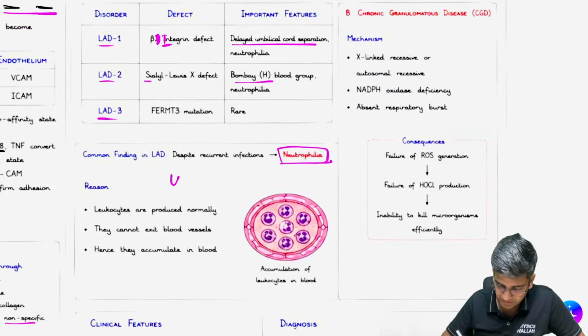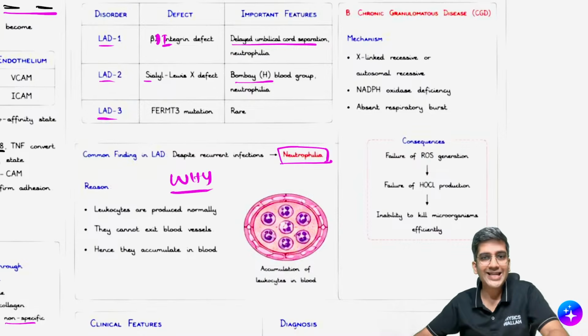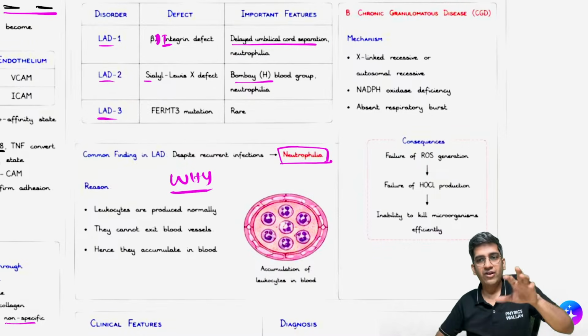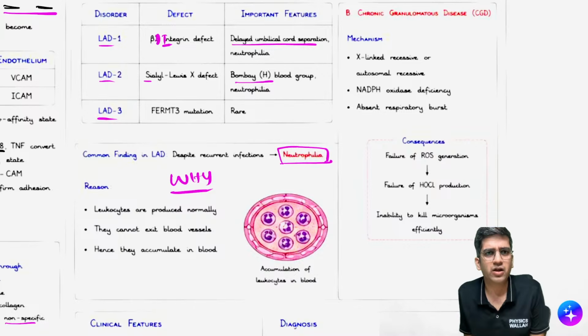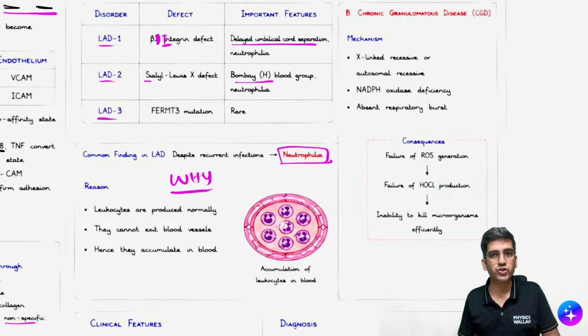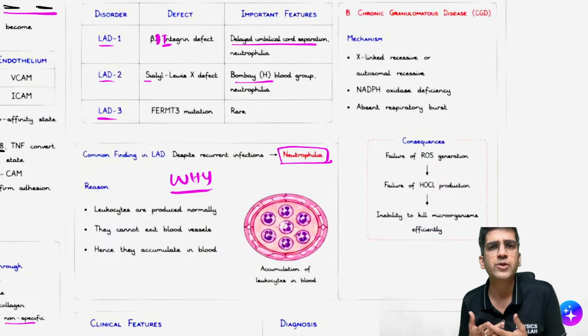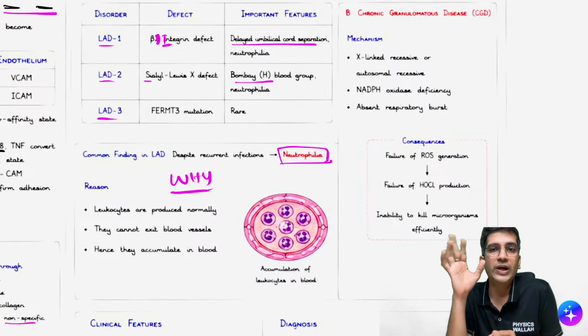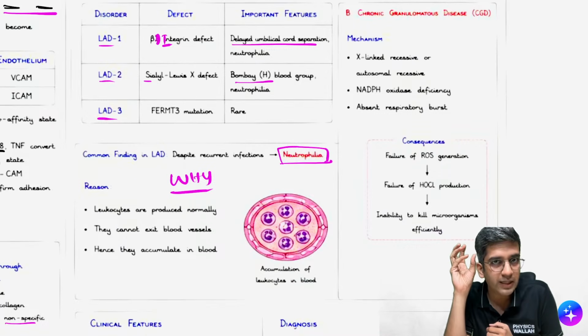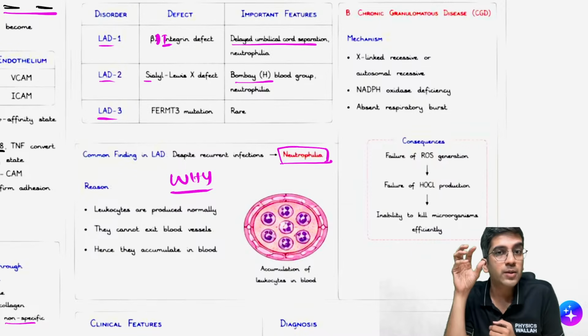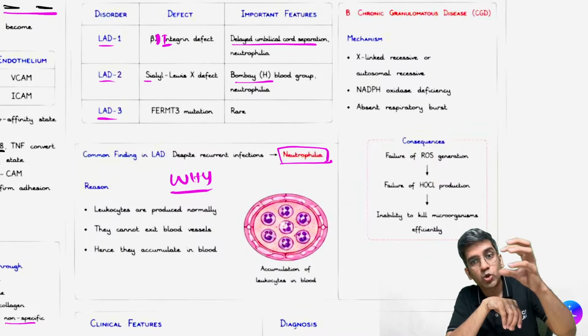Again, I can have reasoning why question. See, generally, when you have an inflammatory disorder or recurrent infections, an immunodeficiency disorder, we expect neutropenia, right? That's what immunodeficiency is. But this is one immunodeficiency disorder where I'll have neutrophilia. Why? The reason is simple. These are not problems of WBC absence. The problem here is WBC is not able to go outside.